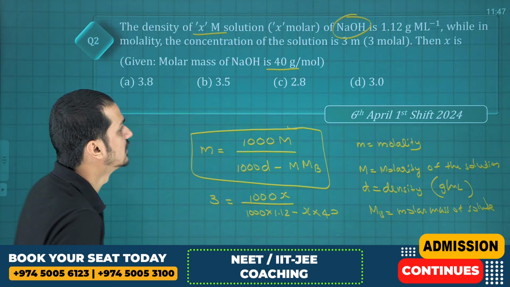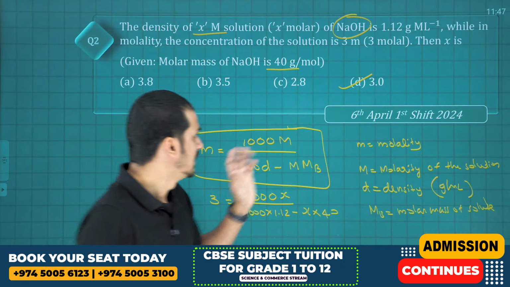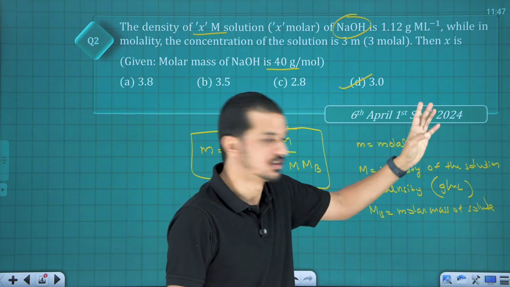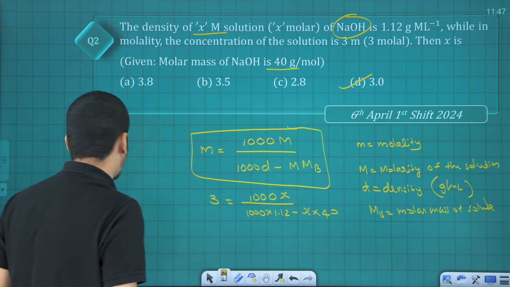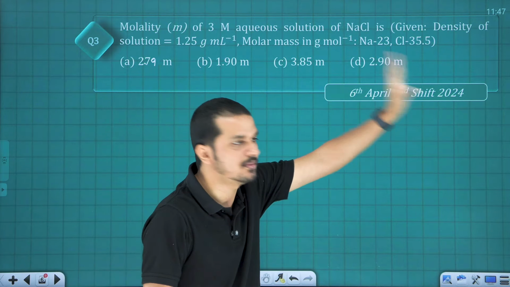What's the answer, dears? 3 molar. Option D is the answer. Clear? Yeah. This is actually asked in the 6th April shift 2024. We can look at the next question. That question 6th April second shift, the same kind of question was asked.